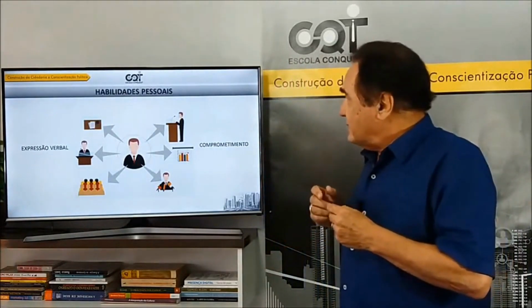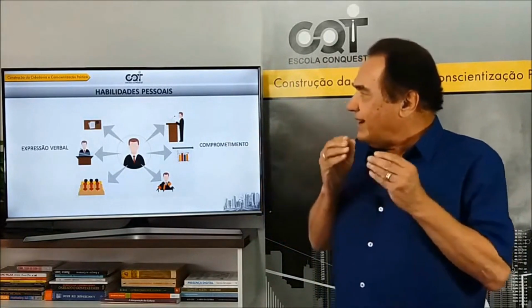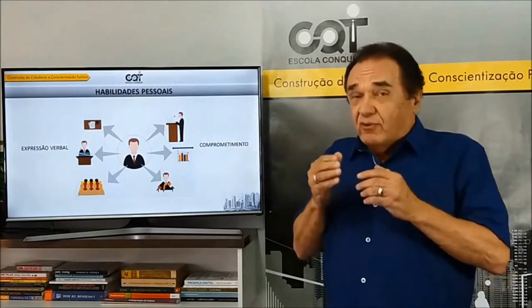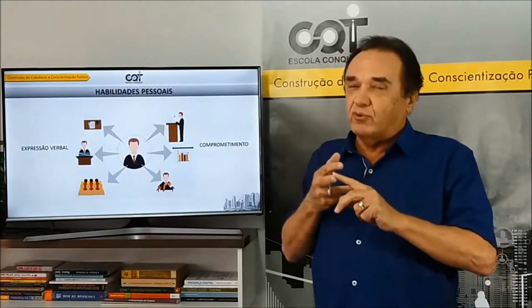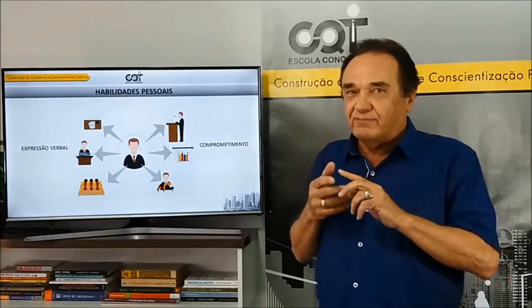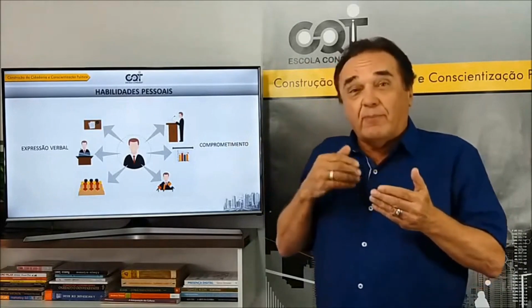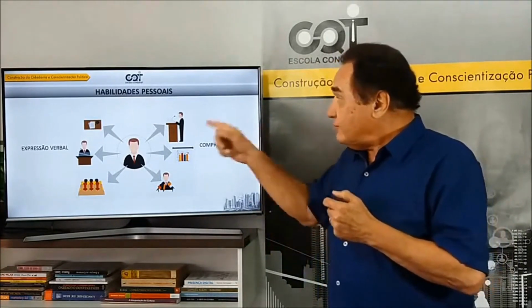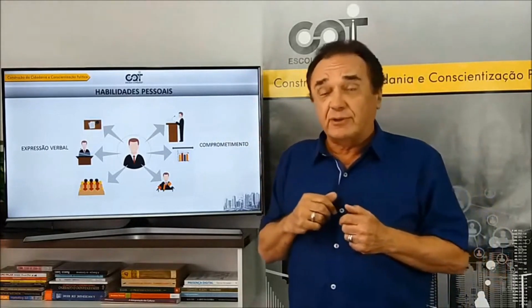So, within personal skills, we have verbal expression, which is communication, and it relates to voice, posture, and rhetoric, which is the structure of speech. We also have the part of naturalness, motion, and exemplary personal conduct. This is in the part of verbal expression, which is very important in political training.